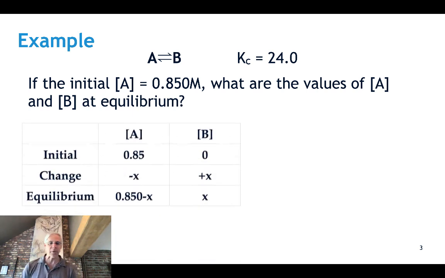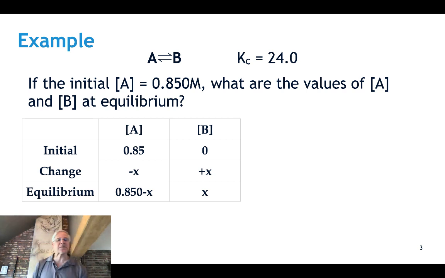So let's set up our ice box. This is an ice box right here. We have our initial, our change, and our equilibrium. We know our initial concentration of A is 0.85. Our initial concentration of B is 0 because we weren't told the concentration of B. It's the product. That's usually 0. Not always. It is certainly possible to have an initial starting concentration of a product. We may see some examples of that.